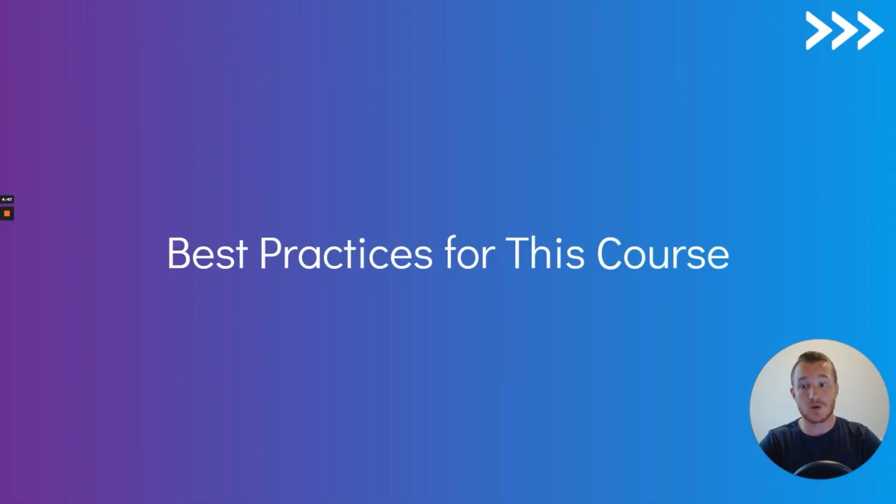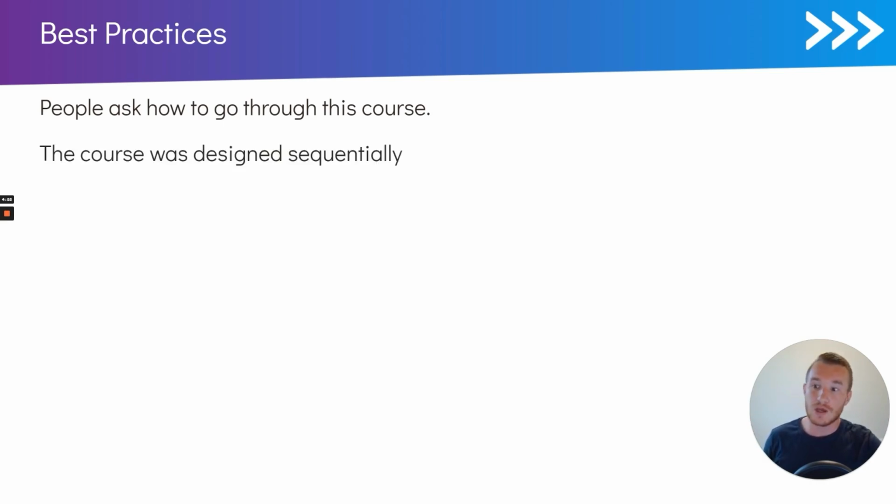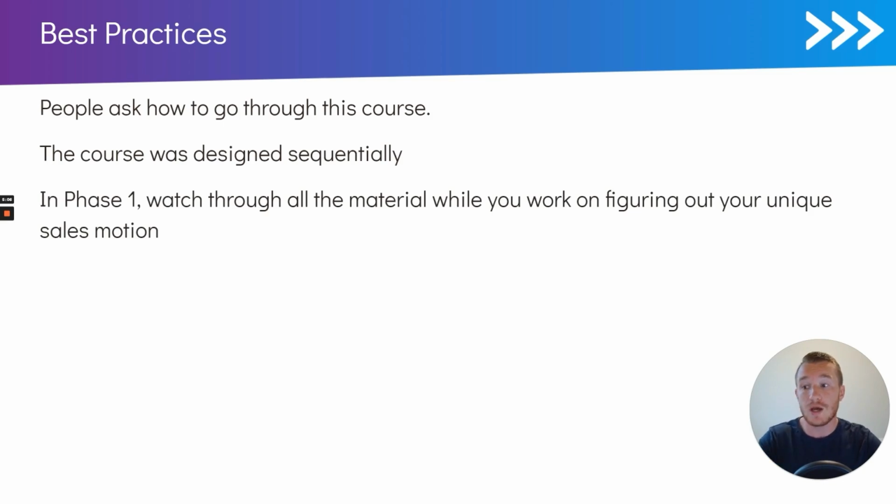Best practices for this course. A lot of people ask how to go through this course. They see a ton of information and then feel overwhelmed on how to go through everything. So this course was designed sequentially. Unless you're jumping in and you already have a first sales rep, you as a founder can go through phase 1, 2, 3 in order. And so in phase 1, I recommend watching through all the material while you work on figuring out your unique sales motion. So figuring out what you need to do to close deals, open up new opportunities, get people interested, and get people buying. So watch that material while you're doing your sales activity and revisit that information as needed.